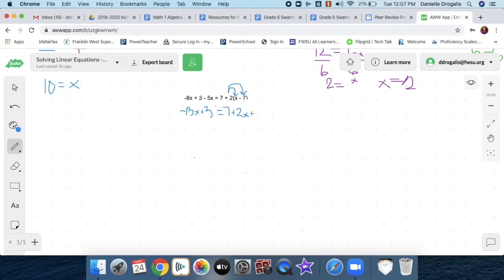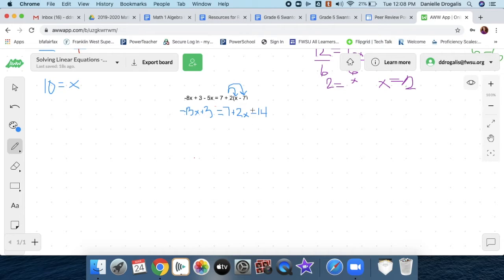Notice I'm not writing the next sign, right? I'm going to wait until I distribute the 2 to the negative 7, find out what that number is, and let that number determine the sign that I write here. So for example, that's a positive 2 times a negative 7. So a positive times a negative is a negative. So this becomes a negative 14, which then I'll write. So notice that becomes 2x minus 14 because it was a negative 14.